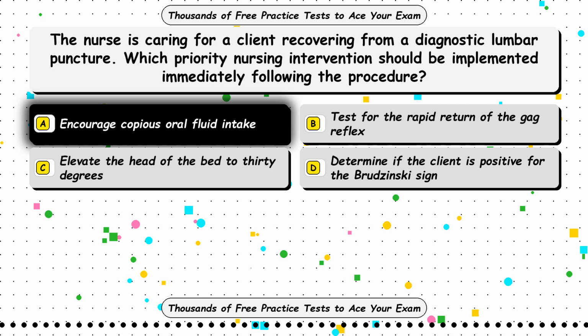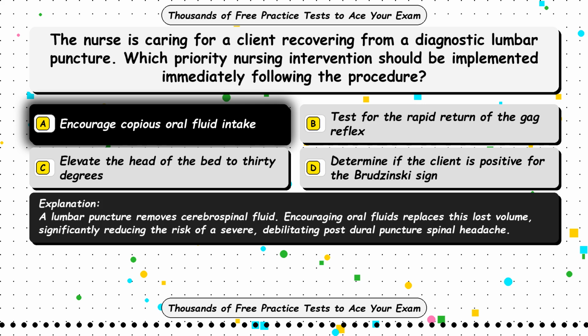The correct answer is option A. Encourage copious oral fluid intake. A lumbar puncture removes cerebrospinal fluid. Encouraging oral fluids replaces this lost volume, significantly reducing the risk of a severe, debilitating post-dural puncture spinal headache.